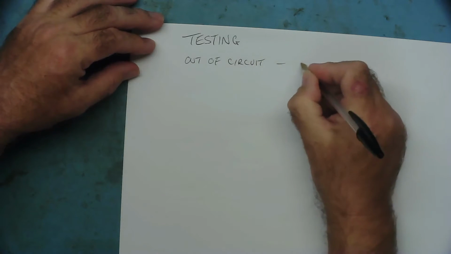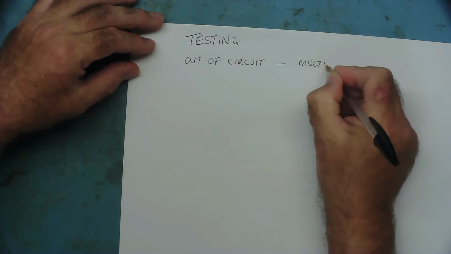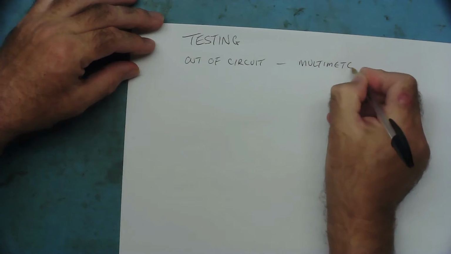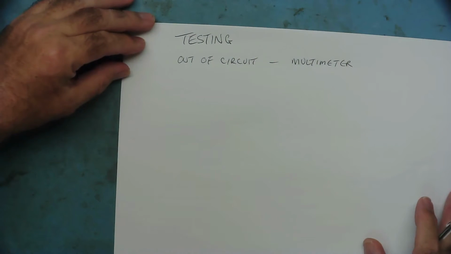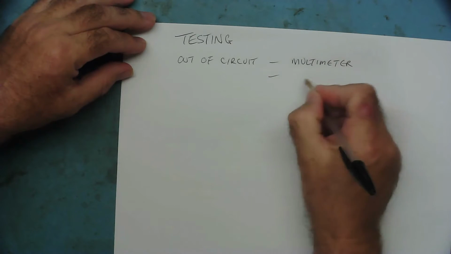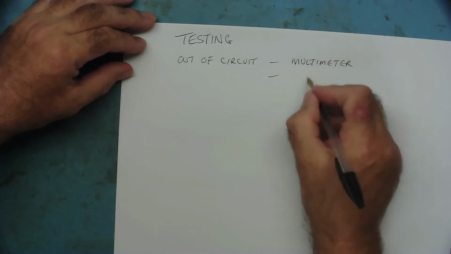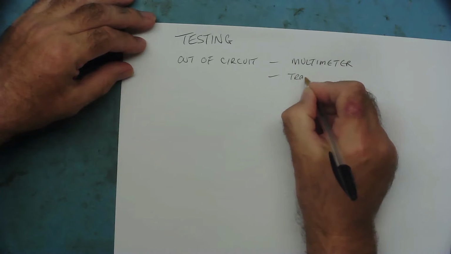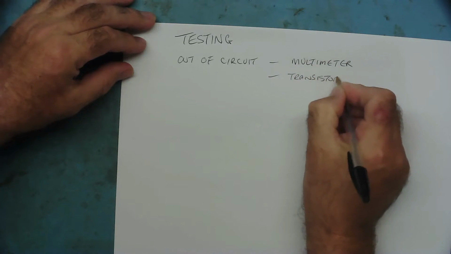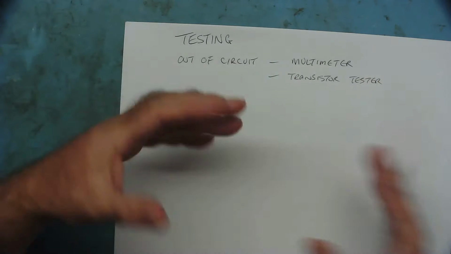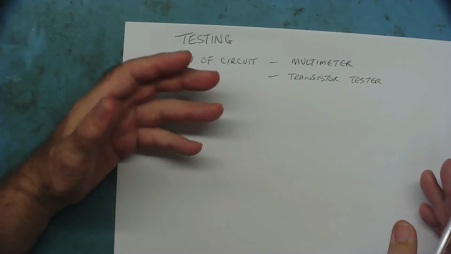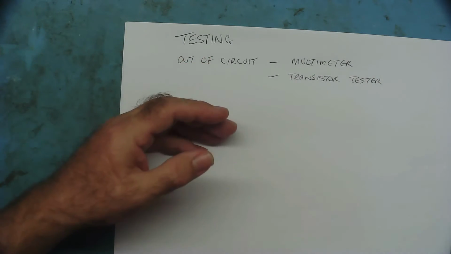in this case, we can use a multimeter to do some basic tests on the transistor. Certainly will tell you if it's open or short, anything like that. Some multimeters have a transistor tester built in that basically measures the gain of the transistor. So if a transistor's got gain, it's probably working, and we can see what the gain is.